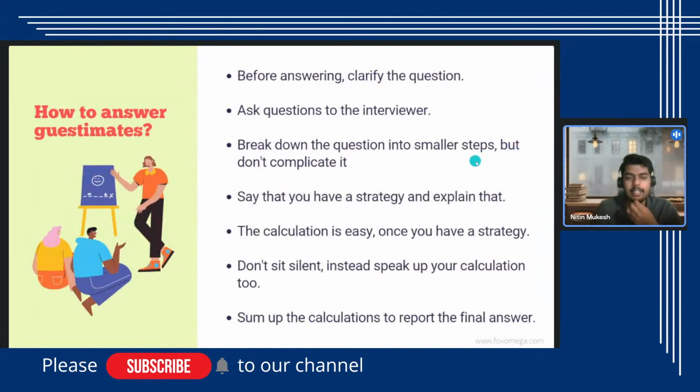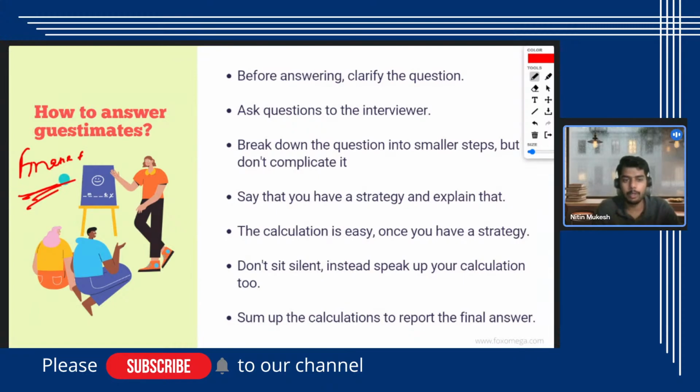So the next thing is the guesstimate, and like the puzzles, guesstimates are most common in finance related interviews. Finance related interview means that if some banks or other financial institutions are coming for the data science or data analyst role, they are going to ask you a lot of guesstimates. So that is why it is important to prepare those things. Even Goldman Sachs and Morgan Stanley, these types of companies also ask a lot of guesstimates.